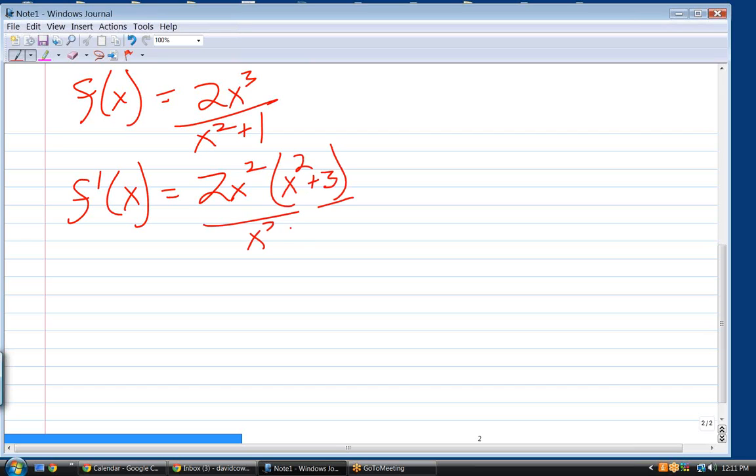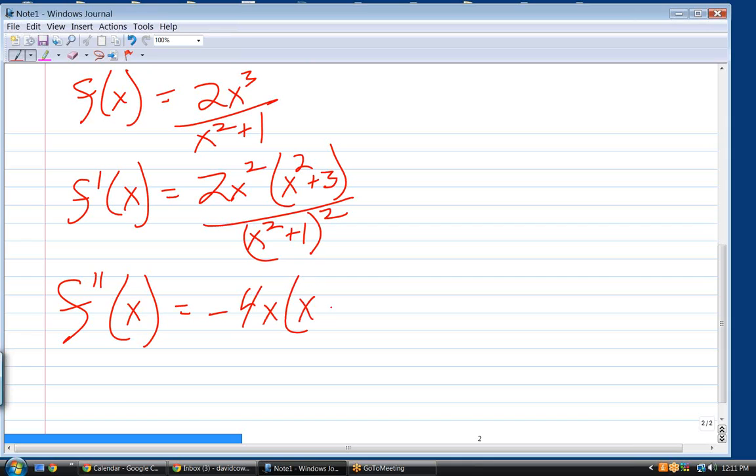Yeah, I was going to say, we're going to have to apply the quotient rule, which means the math is going to be tough, or just lots of arithmetic, really. What's the second derivative? Negative 4x times x squared minus 3 over x squared plus 1 cubed.